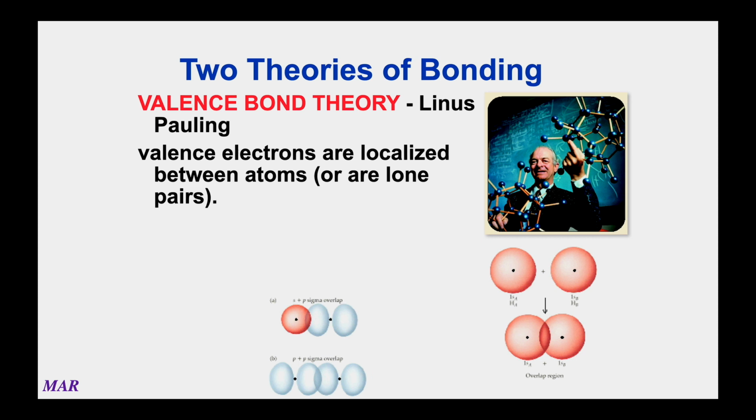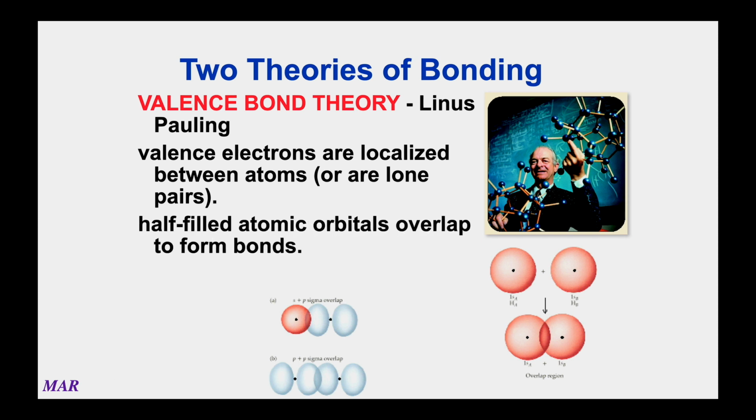In valence bond theory, those valence electrons, which were spread over the whole molecule in MO theory, are localized between two atoms, or lone pairs for that matter. So instead of being spread over the whole molecule, like peanut butter on toast, the peanut butter is literally just spread between the two atoms that are sharing it. If you have a lone pair, then those electrons just sit on that one atom. So it's a little bit different kind of model.